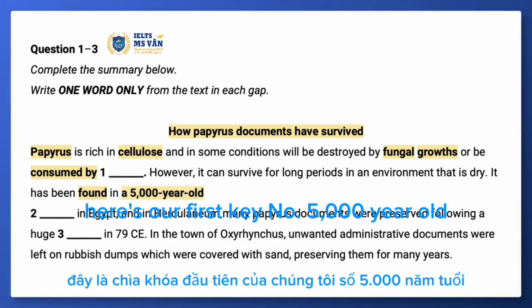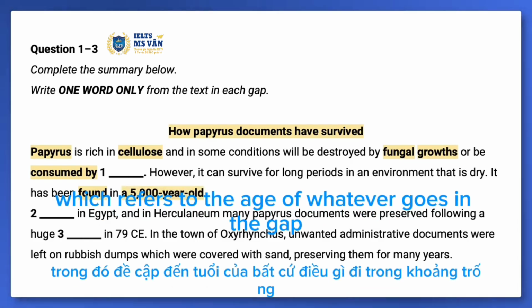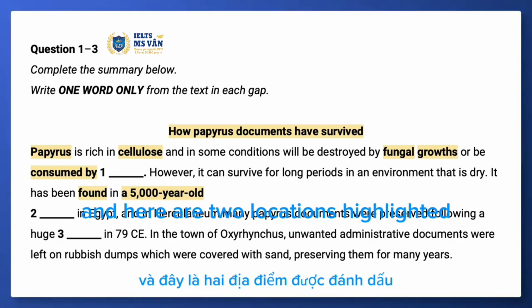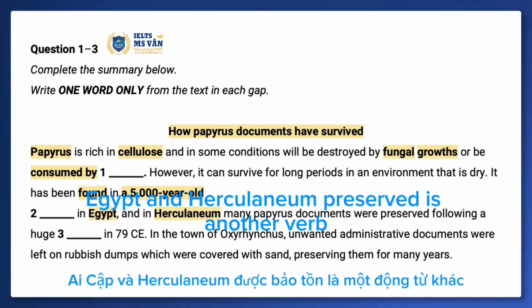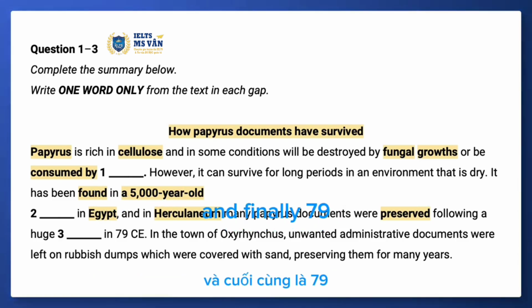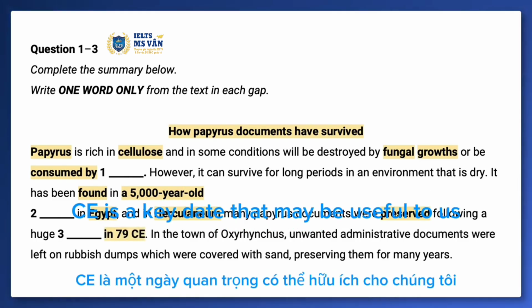Here's our first key number, 5,000-year-old, which refers to the age of whatever goes in the gap. And here are 2 locations highlighted, Egypt and Herculaneum. Preserved is another verb. And finally, 79 CE is a key date that may be useful to us.